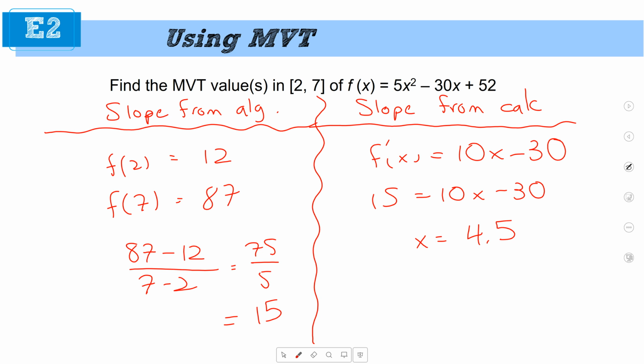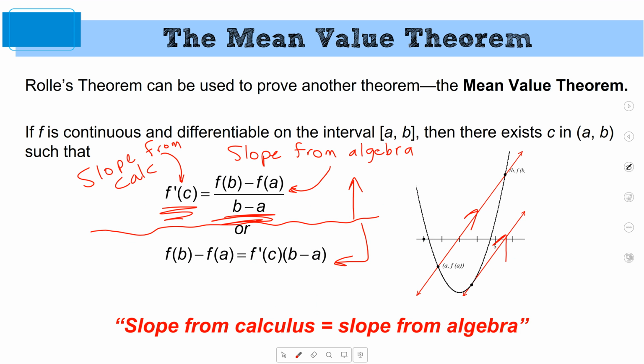Okay. Now, there's two parts to this. One is knowing how to do it, and number two is understanding what I just did. What is the significance of that x value? My guess is you have no clue. On that graph, where is x equals 4.5? Now, this function is different than the other one, but just in general, what point did I just find on that graph?